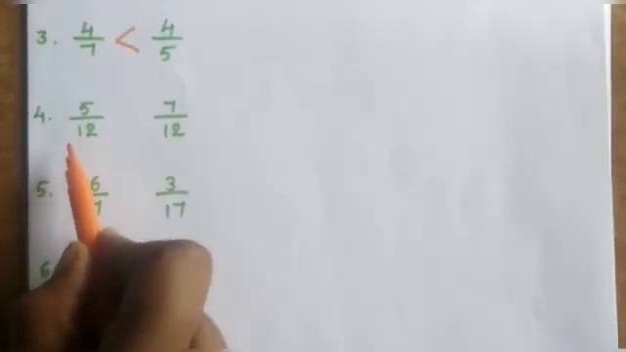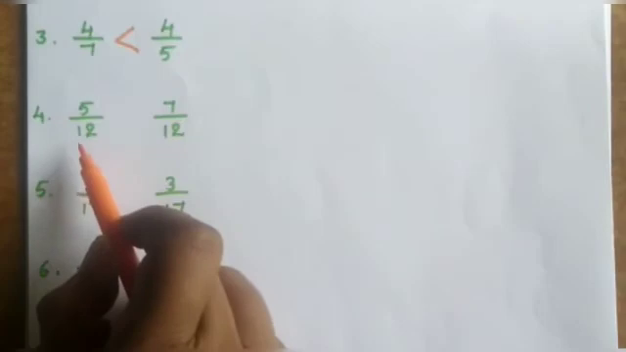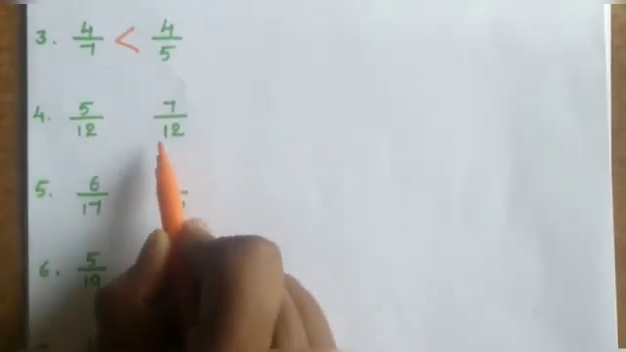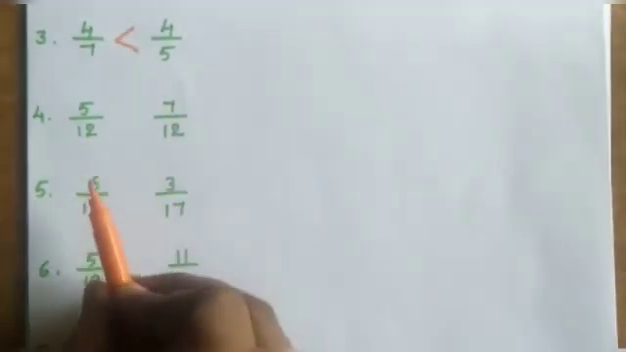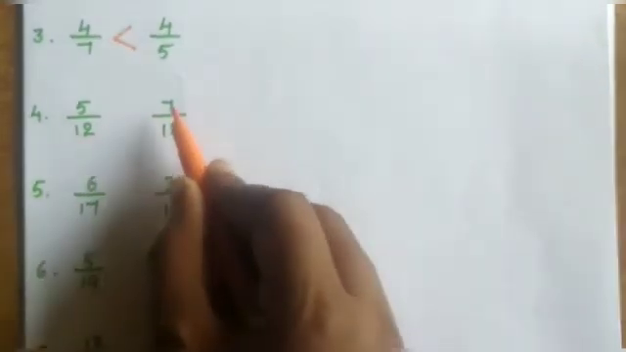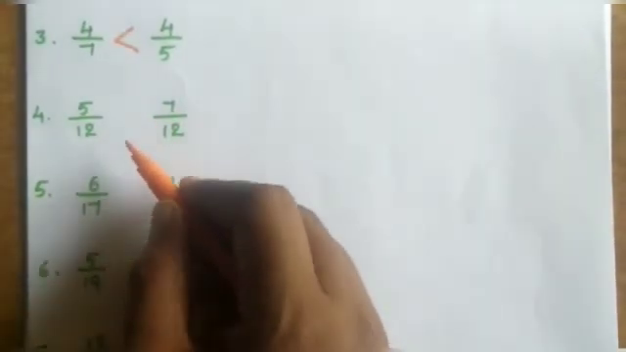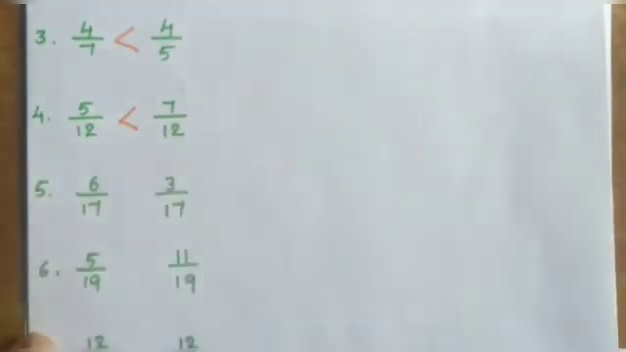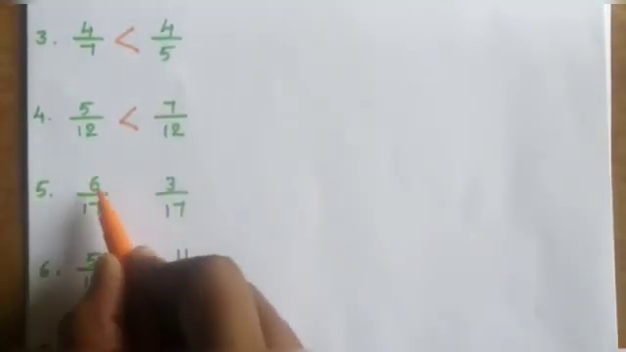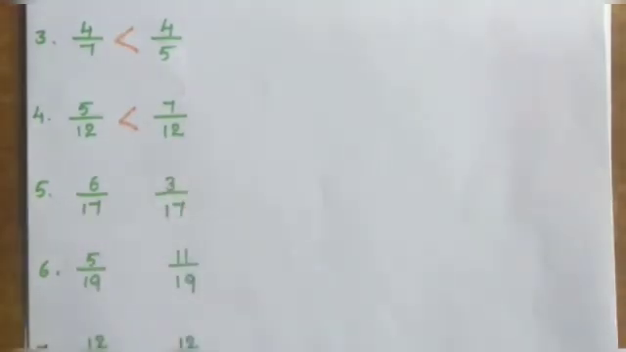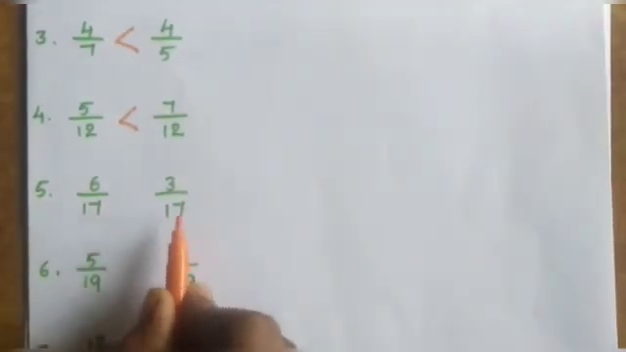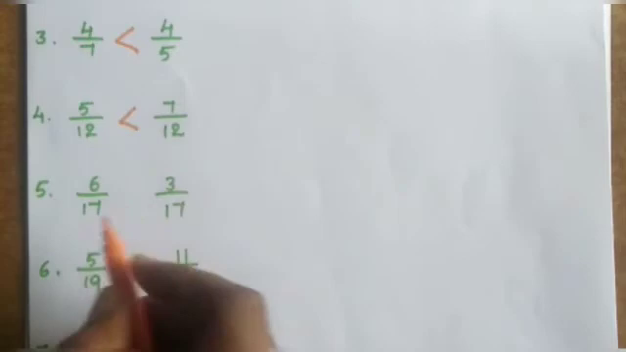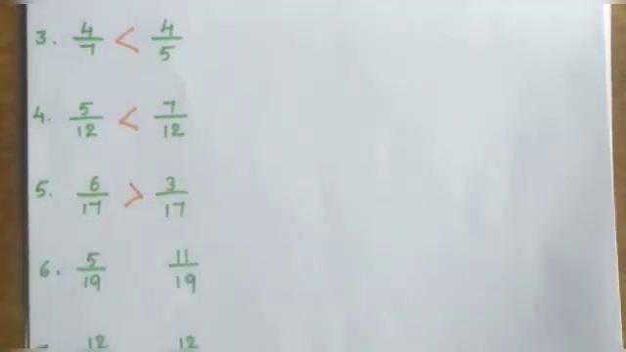Fourth one, 5 by 12 and 7 by 12. Here the denominator is the same. So in case the denominator is the same, the numerator which is less is lesser and the one which is greater is the greater. So here 7 by 12 is greater than 5 by 12. And the fifth one, 6 by 17 and 3 by 17. Here also the denominator is the same. 6 is greater than 3. So the symbol is this.